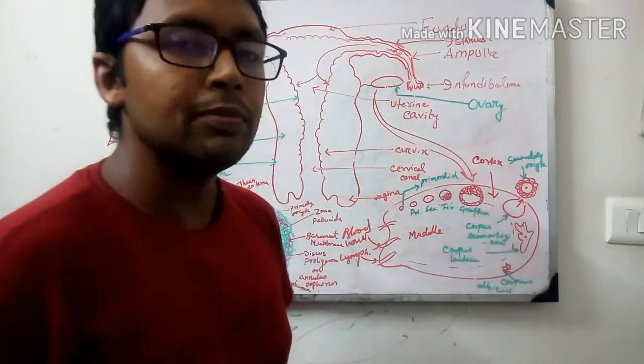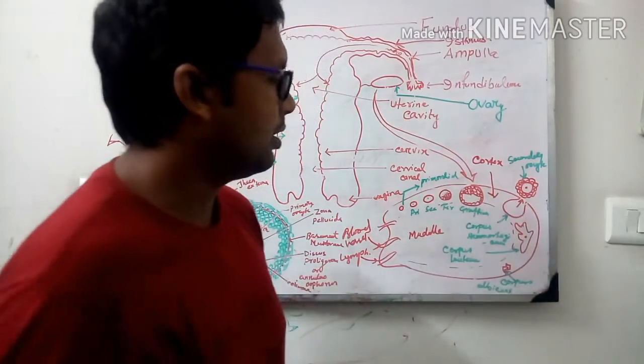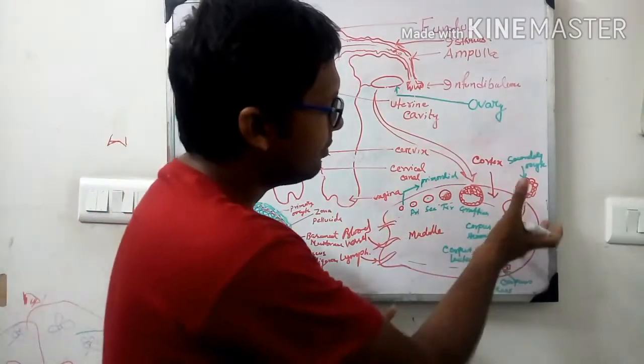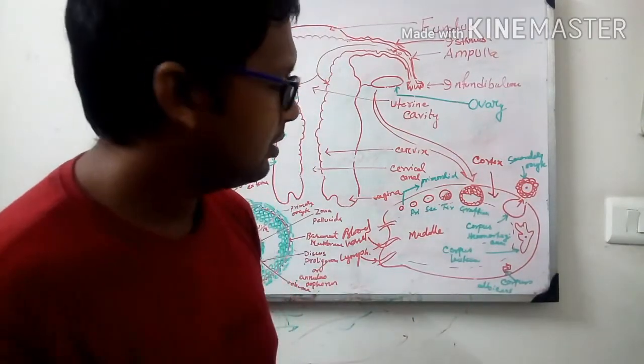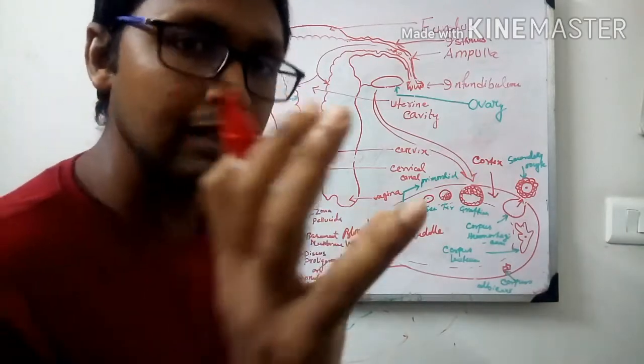After release of the egg or ovum, what will happen to the Graafian follicle? The Graafian follicle will be converted into a corpus luteum, another gland.